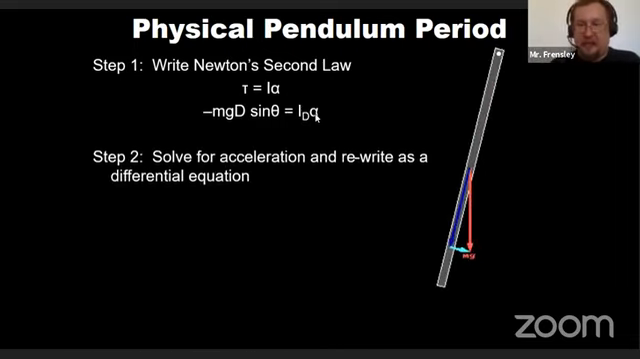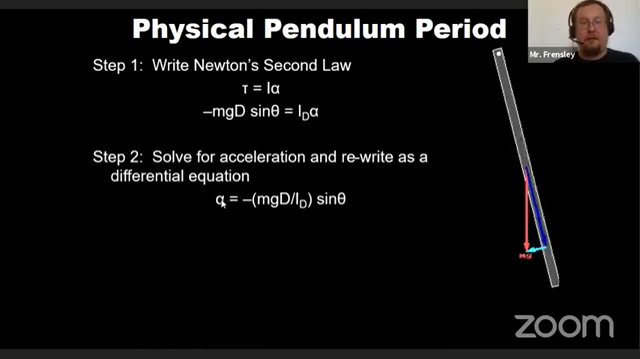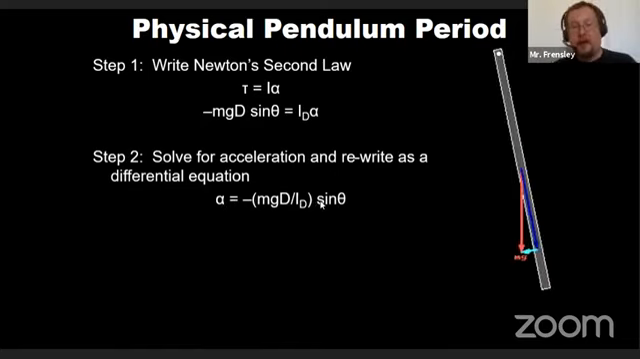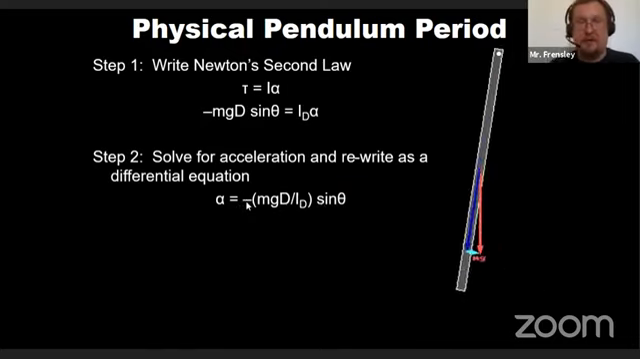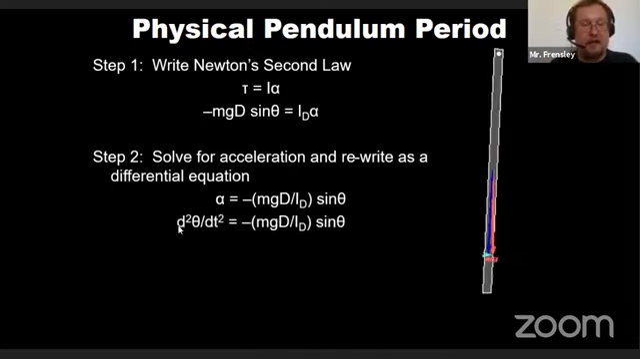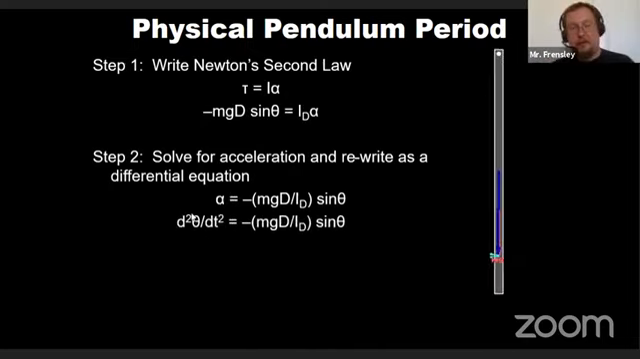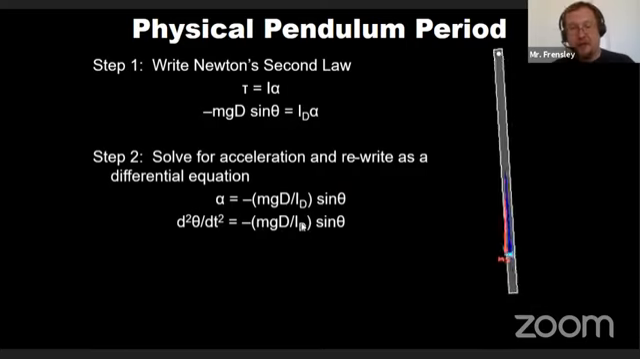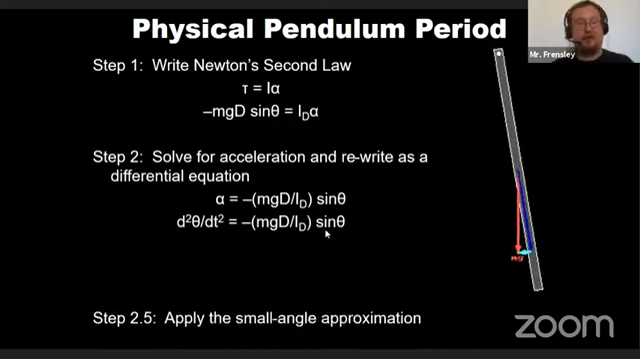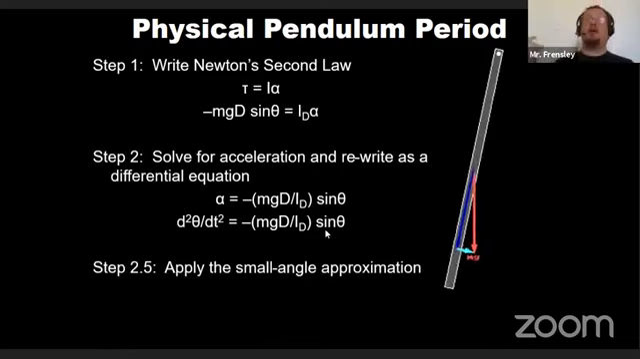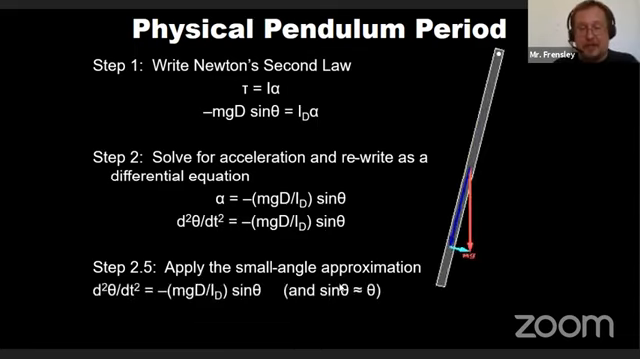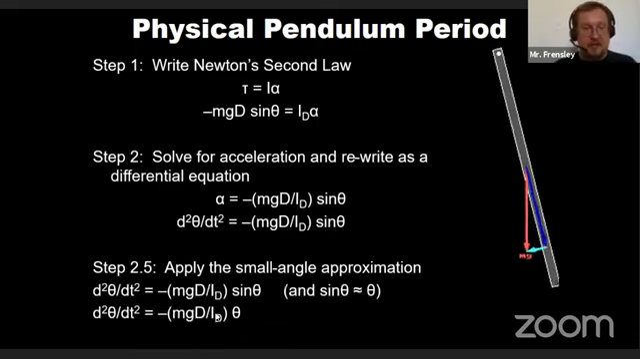Step two, get the alpha by itself. So there's the alpha. I grouped all the constants together. I will let you guess why. Sine theta. The negative is there too. The negative needs to be there, all right? Okay, differential equation. Alpha is the second derivative of theta. So I've got my second derivative of theta. I've got my constant that I want to be my omega squared, but I wish I just had a theta right here. So I said this is step 2.5 here. We're going to say as long as you keep the theta small, then sine theta gets to be just theta.